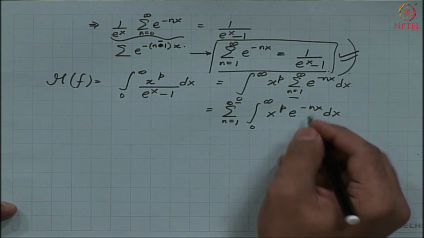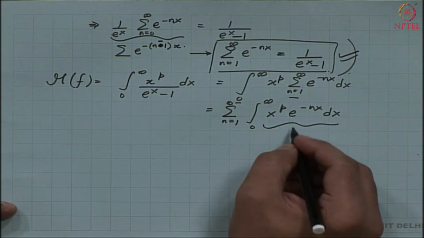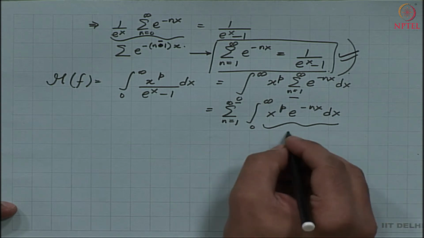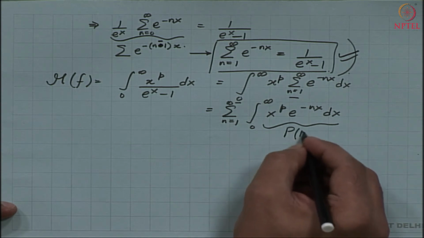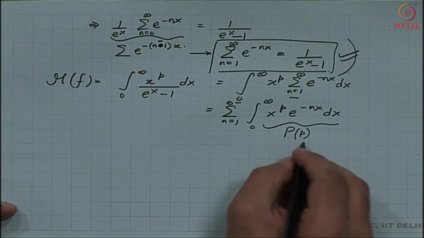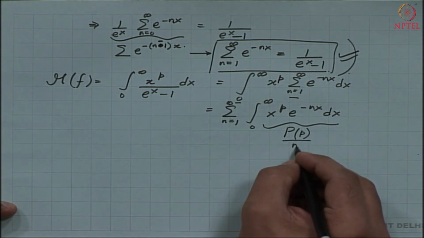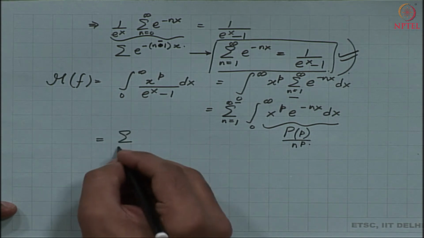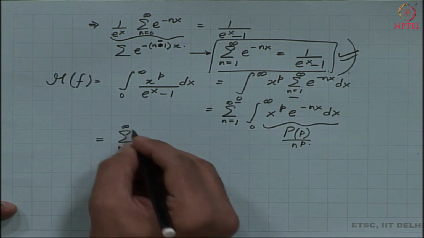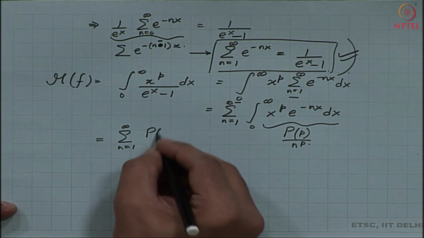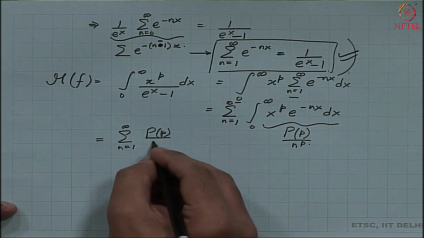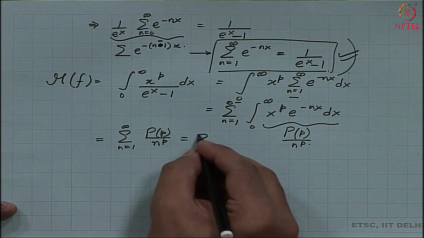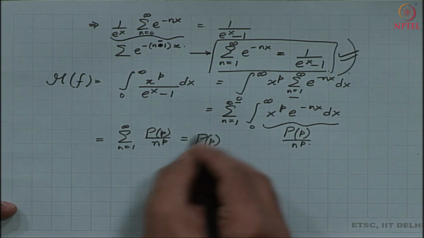Notice that this is nothing but an integral that I evaluated earlier in one of my examples. The first example, this is gamma of p, the gamma function, times 1 by n to the power p. So, I get that the Mellin transform is the summation n from 1 to infinity of gamma of p divided by n to the power p, or I can write this as follows.